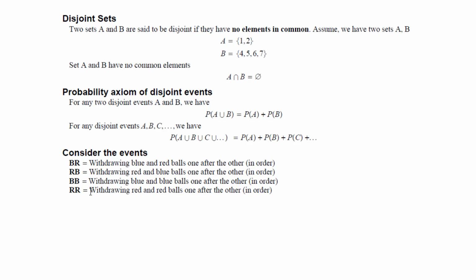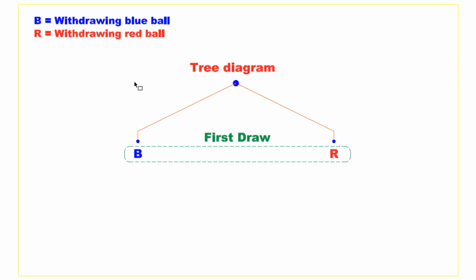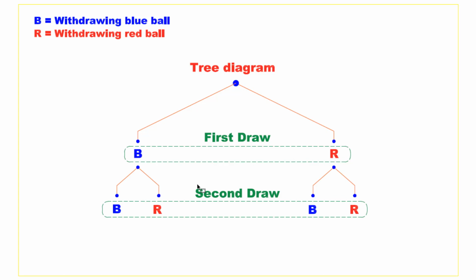Now, how do we get all these elementary events together? The answer is we use the tree diagram. So we define B as withdrawing the blue object and R as withdrawing the red object. In the first withdrawal we may get either blue or red, and in the second one we may get again either blue or red. So we may get blue blue, blue red, red blue, and red red. So these are all the possible outcomes of these two events, and these possible outcomes are the elementary events we have.